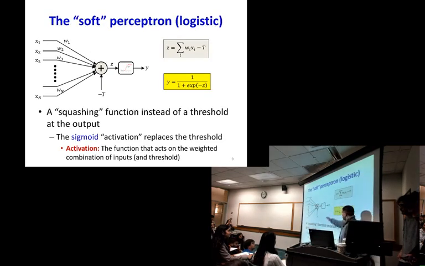The earliest versions of this model had a sigmoid over there where the output was between 0 and 1. And so this weighted sum plus the threshold is going to go through.